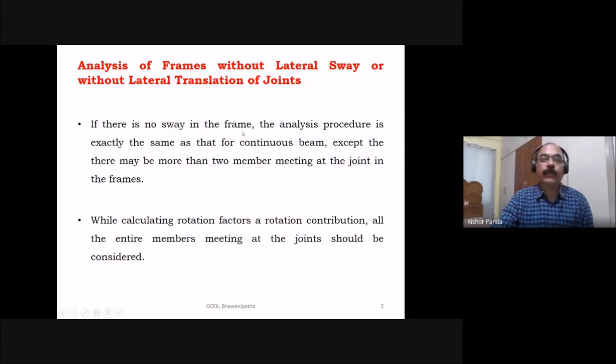If there is no sway in the frame, the analysis procedure is exactly the same as that of a continuous beam, except there may be more than two members meeting at the joint in the frame. While calculating rotation factors and rotation contributions, all the members meeting at the joint should be considered. So at the joint, you have to find out the rotation moment as per the rotation factor.